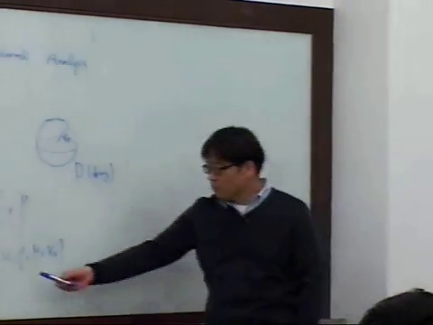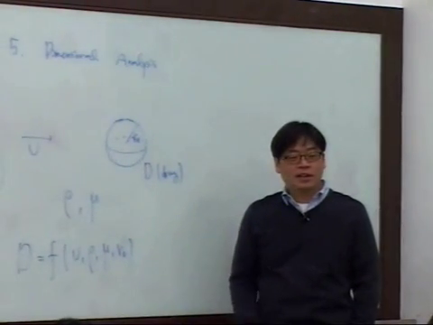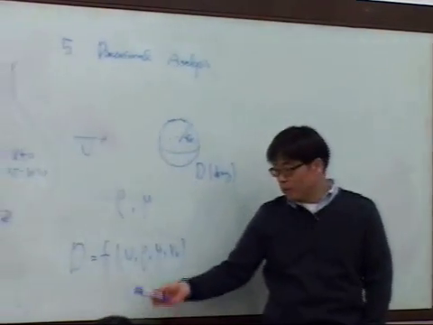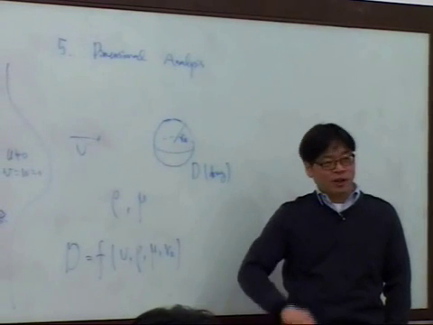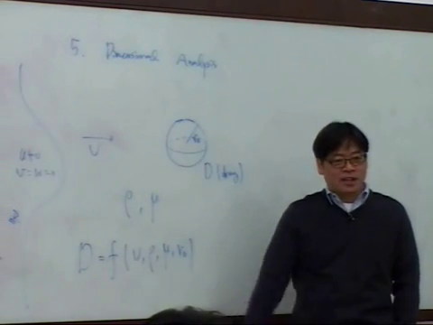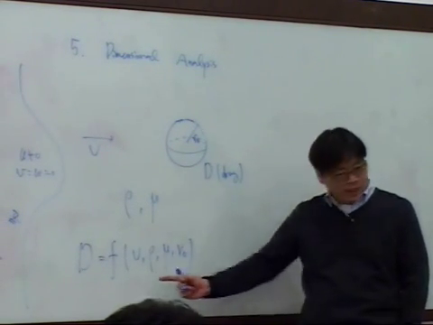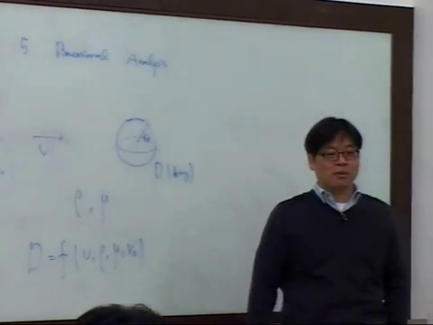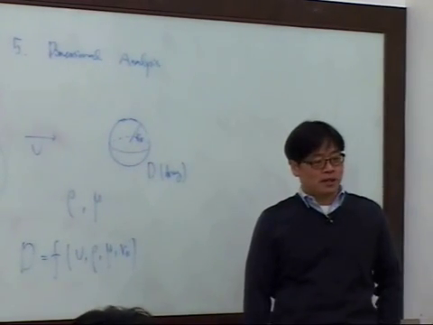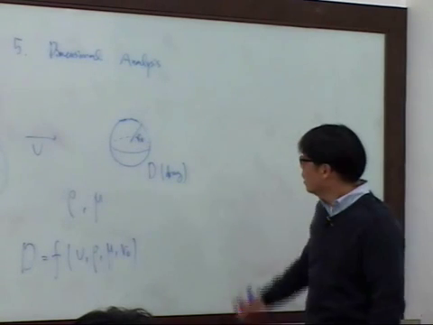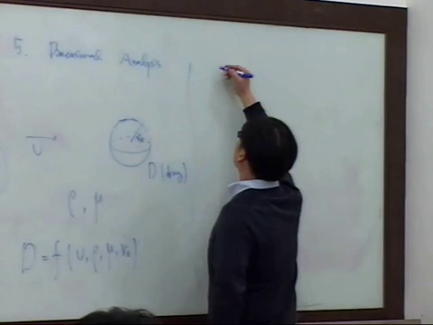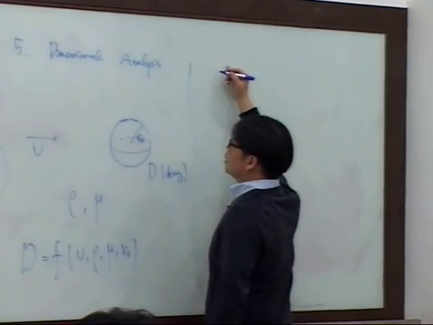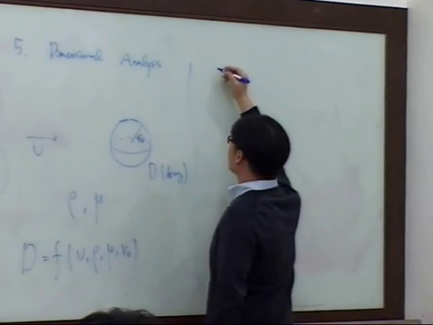But as I said, there are too many parameters to find drag. So whenever you change u, you have to do the experiment. Whenever you change rho, you have to do the experiment and so on. So there are too many parameters. I want to reduce the number of parameters. So to do that, what we need to do is to use the so-called Buckingham's pi theorem.